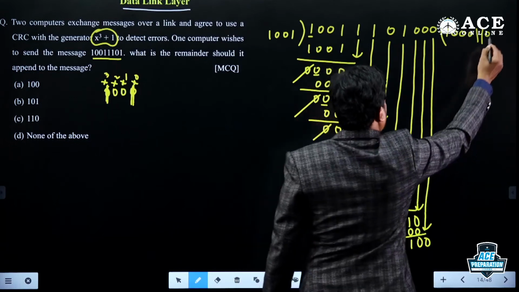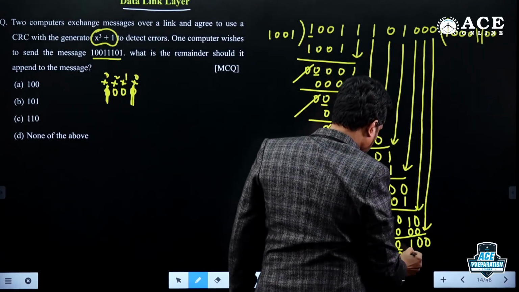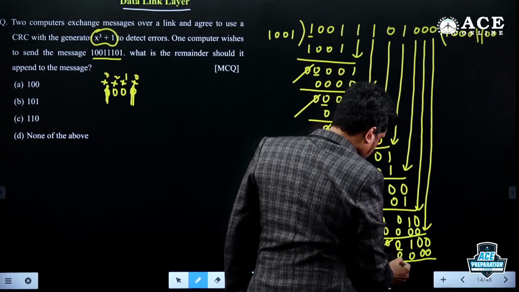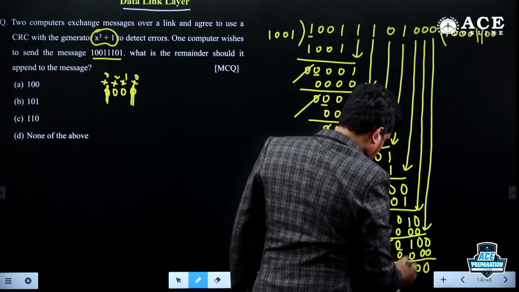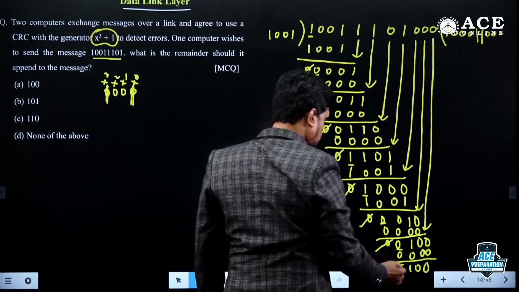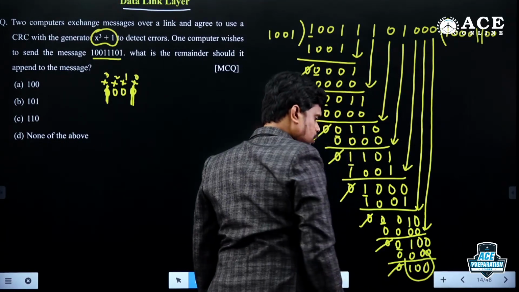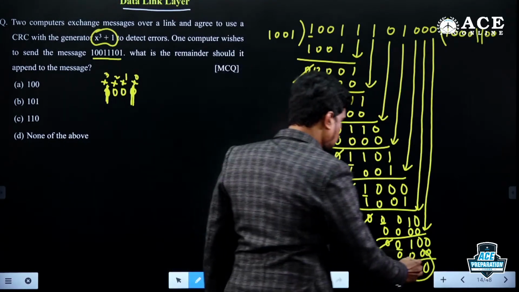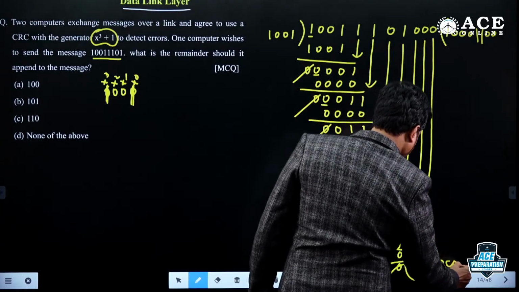MSB bit is 0. 0 into something, again 0, right? Then 0, 1, 0, 0. This 0 gets cancelled, and is there any bit left? No. So we are having 100 here. So this is called your CRC.